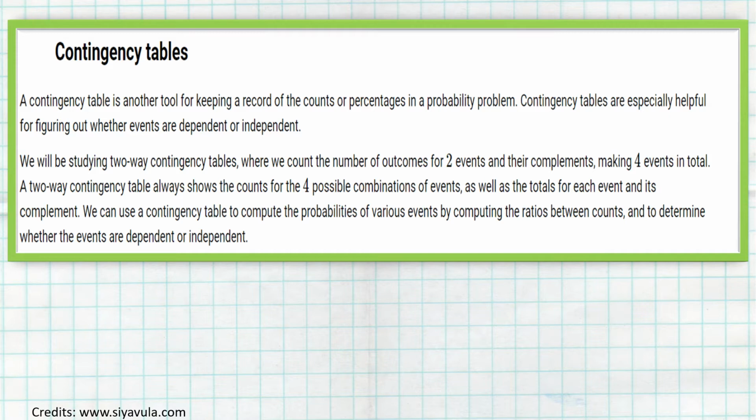In this session, you'll be studying a two-way contingency table where we count the number of outcomes for two events and their complement, making 4 events in total because it's a two-way. You have your rows and you have your columns. A two-way contingency table will always show the counts of the 4 possible combinations of events, as well as the total for each event and its complement. We can use a contingency table to compute the probabilities of various events, by computing the ratios between the counts, and to determine whether events are dependent or independent.